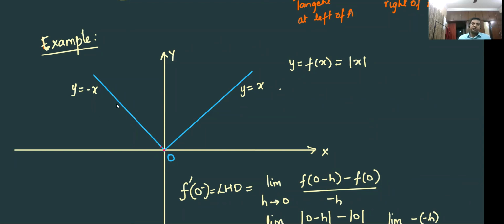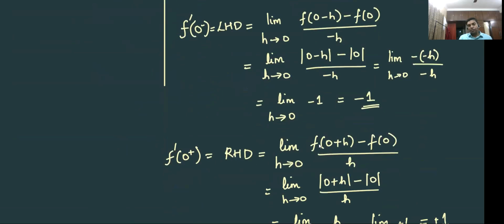Okay, so this is the left hand derivative. Then take the point 0 and take a point just to the right of 0 on the curve, and then draw a line. The slope of that tangent will be your right hand derivative. So here the left hand derivative is minus 1, right hand derivative is plus 1.